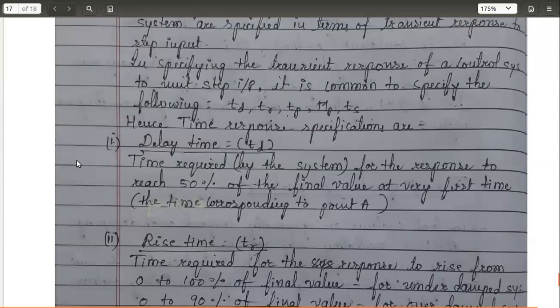Probably this is a very known term to you, even in your electronics, that is analog circuits or electronic devices. Probably you might have studied some responses for some circuits. You might have studied about the delay time, rise time, fall time. These are very commonly known terms. Even in your network theory, probably while studying the oscillations, you might have studied about this. So delay time, that is T subscript D, this is the symbol.